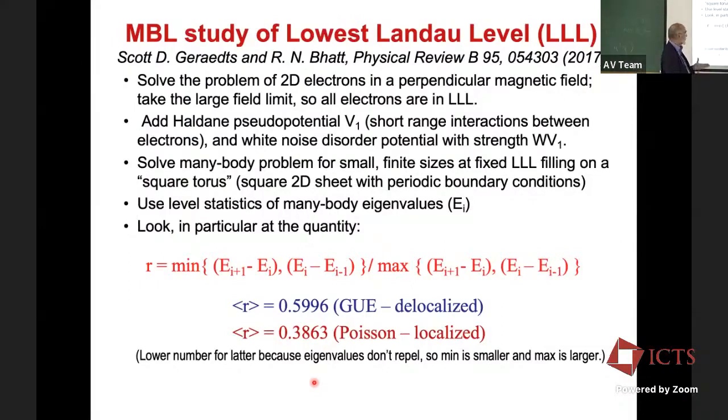Qualitatively, for students, one can understand why this number is smaller. This number here is smaller because eigenvalues don't repel. So the maximum can be larger and the minimum can be smaller, and so that ratio can be smaller. Whereas in this case, there's a lot of repulsion between eigenvalues, and so the ratio of the two gaps is closer to 1.